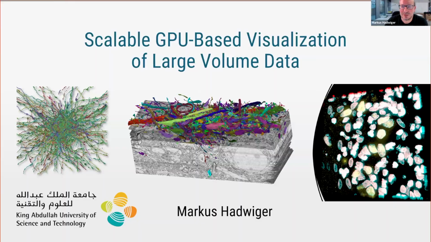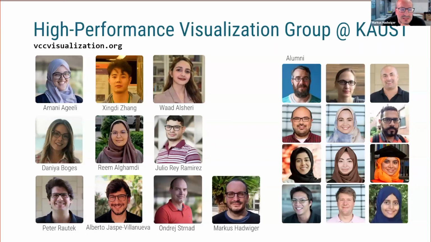Before I do that, let me show you what the group currently looks like. So this is what we call the high performance visualization group at KAUST. High performance mainly means using GPUs for fast real-time visualization. So right now we are six students, and several senior people down here. So it's a relatively small group, but yeah, that's the current group composition.